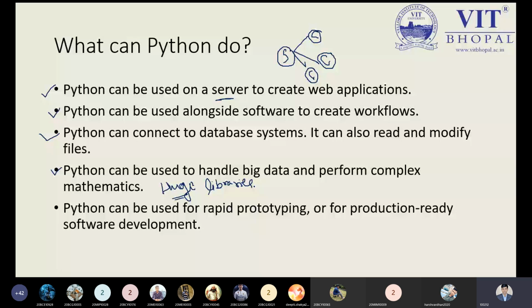Now, Python can be used for rapid prototyping. You will understand it in simple words. Rapid prototype is basically a kind of system model. If we want to develop any application software for a commercialized purpose, then you can develop it, and that is supported by some system model. That is known as rapid prototyping.